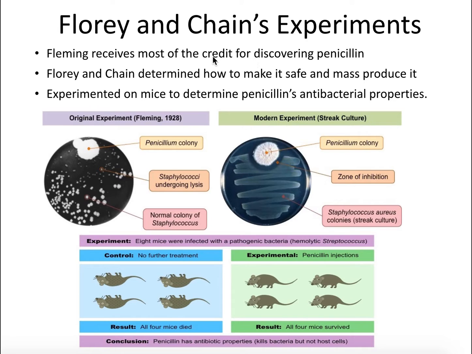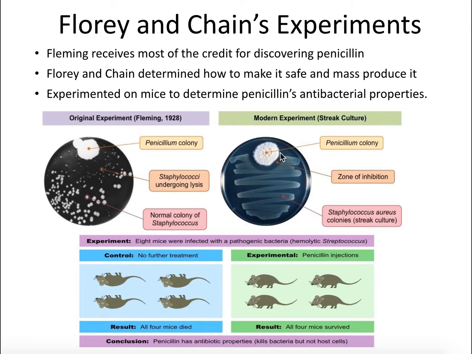Florey and Chain's experiments. This has to do with penicillin. Fleming was the person who discovered penicillin. It was an accident, actually. You can see here, this is a petri dish with this type of bacteria growing on it. And a mold started to grow on the petri dish, and that mold was releasing penicillin. What they noticed was this zone of inhibition right here, where the bacteria couldn't come near the mold. So the mold, or this fungus, was protecting itself, and they realized it was releasing penicillin.